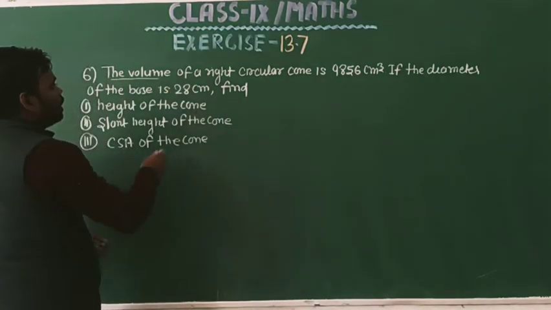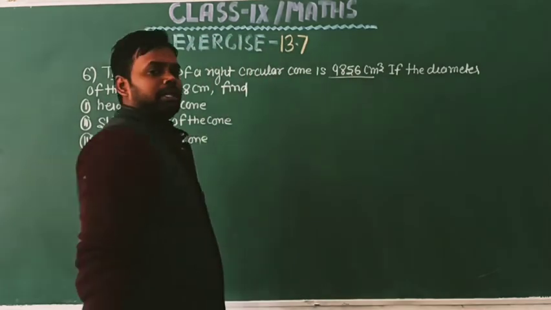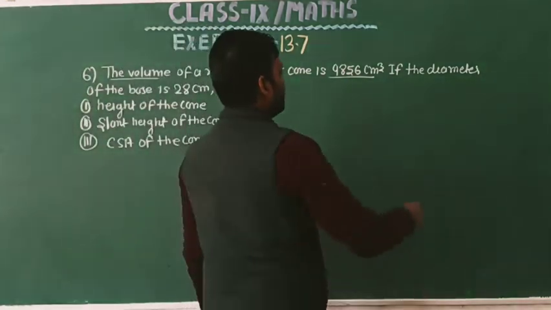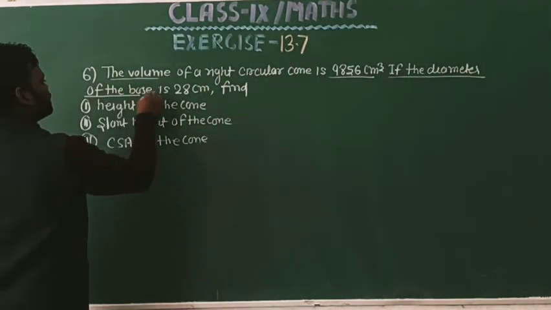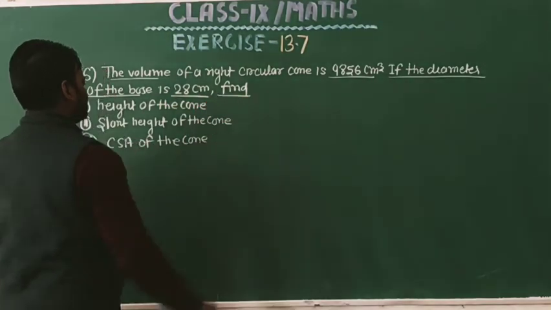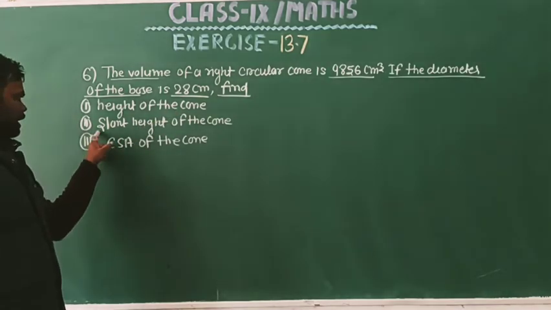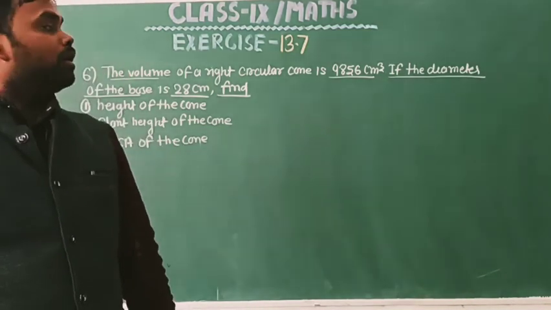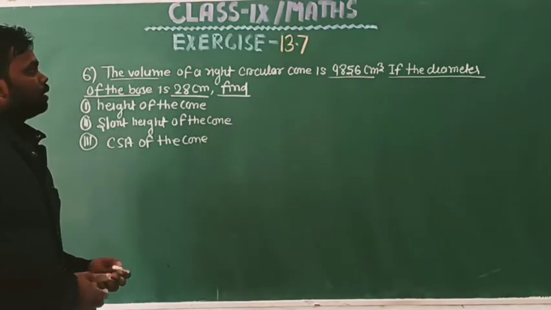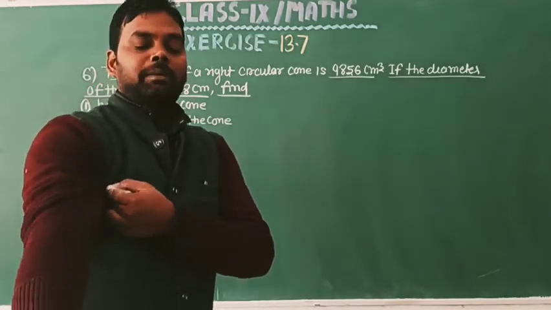The volume of a right circular cone is 9856 centimeter cube. If the diameter of the base is 28 centimeter, then find first the height of the cone, second the slant height of the cone, and third the CSA of the cone. So we have the volume of the right circular cone and the diameter of the base.